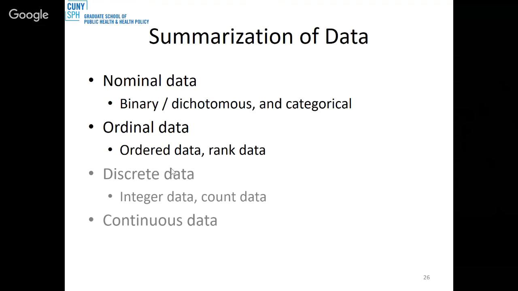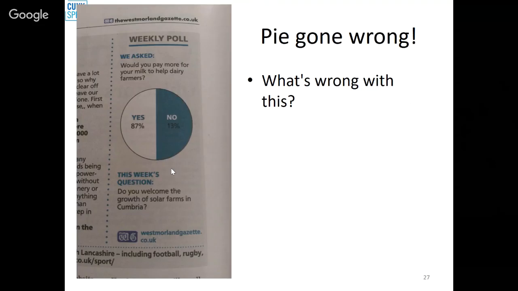So first, for nominal data, you can do this with a pie chart. It's one of the most commonly seen types of descriptions of nominal data.